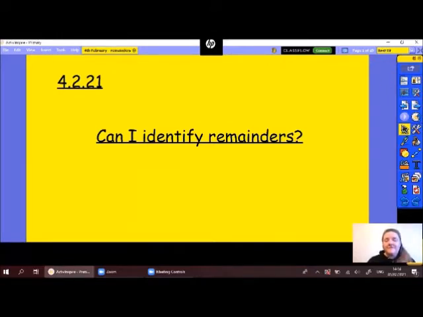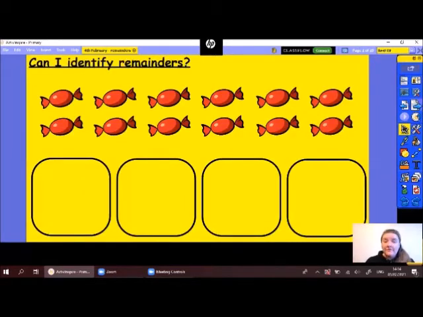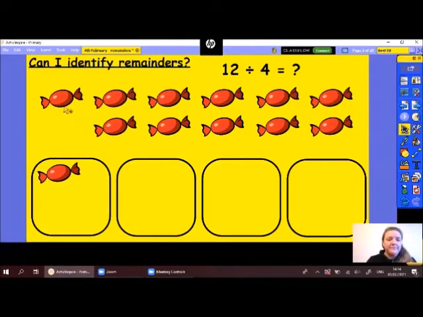We're going to start with the fairly simple stuff today. So I've got 12 sweets, lucky me, but I'm being really nice and I'm sharing them between 4 people. So I need to divide my 12 into 4 groups. So I've got my 4 spaces here. So my calculation therefore is 12 divided by 4. So all I need to do is one at a time, share them out.